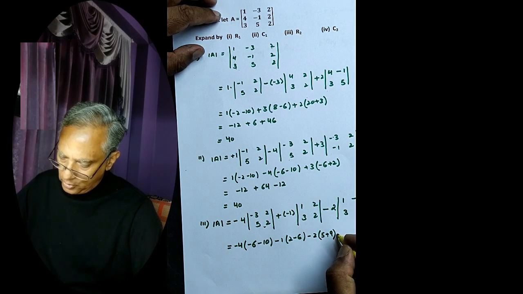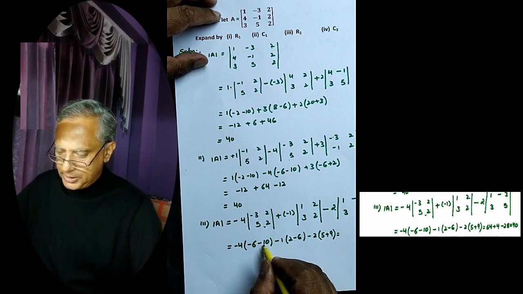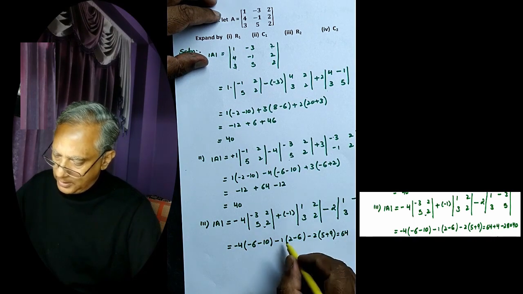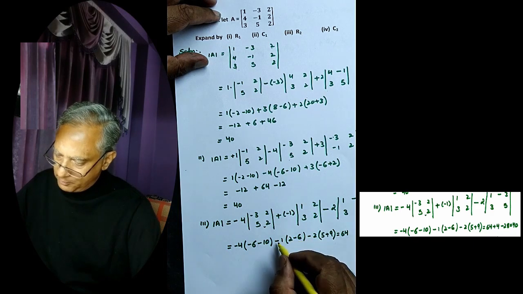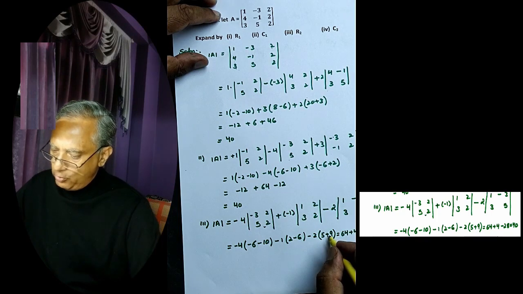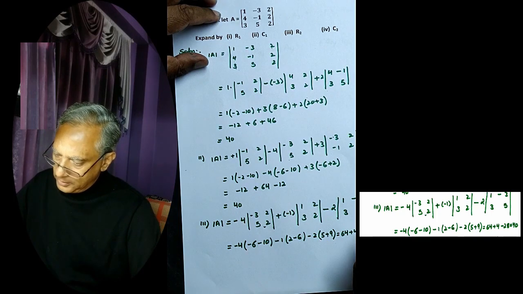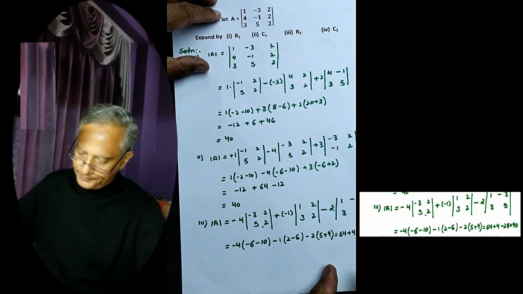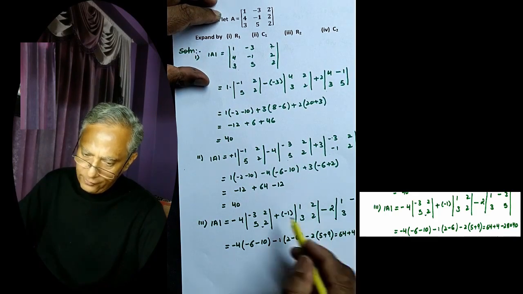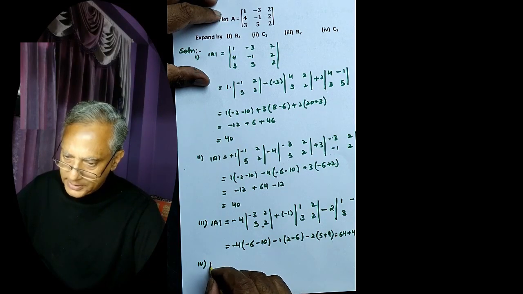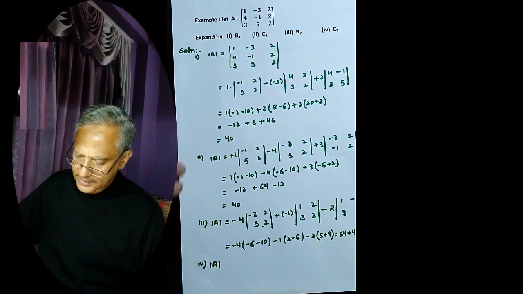So this is equal to, 16, 16 4s are 64. This is 64, and this will be minus 4, minus plus 4, and this will be 9, 14, 14 2s are 28. So this is again 40. And last, we will expand this determinant from the second column.